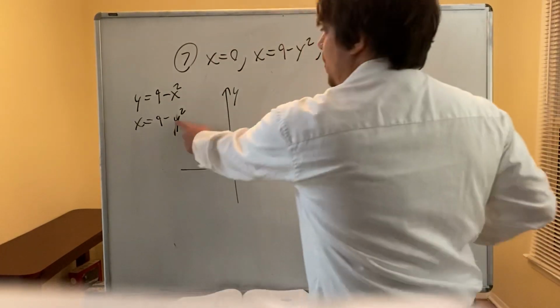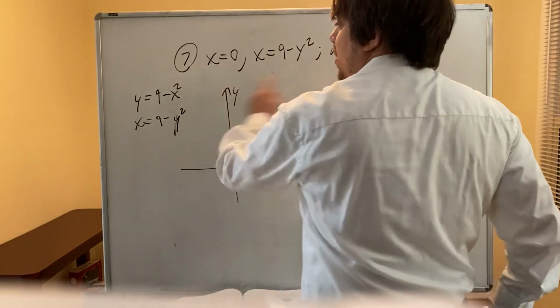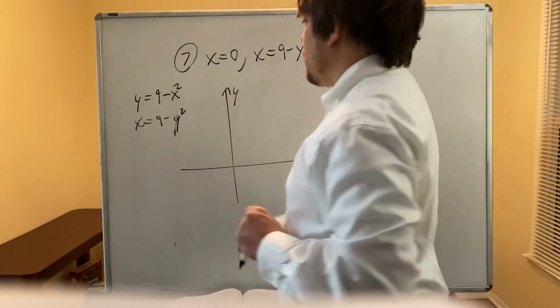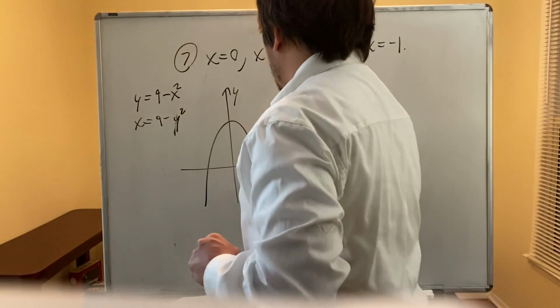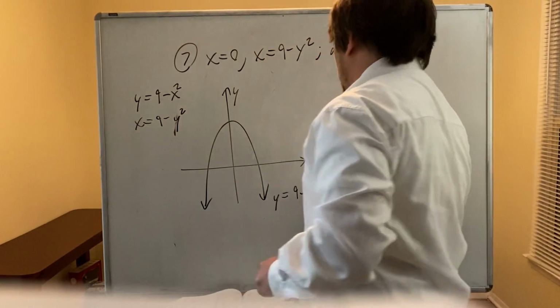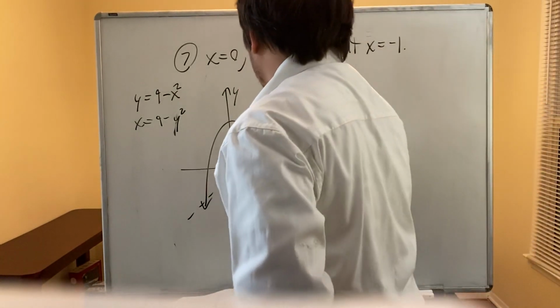So I want this graph. If I graph this and reflect it about y equals x, then I'll get the graph with x and y switched. So y equals 9 minus x squared is negative x squared plus 9. So this is the graph of y equals 9 minus x squared. And then reflect that about the line y equals x.